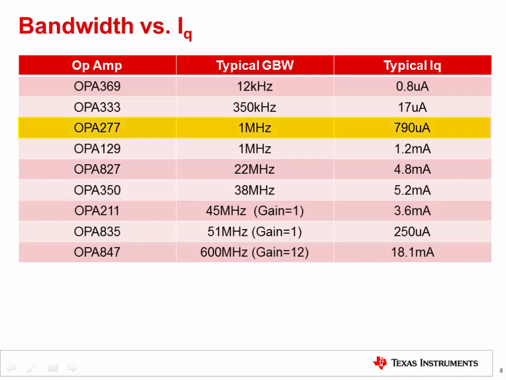It is more common for amplifiers to have bandwidth in the range of 1 MHz, like the OPA277. Some amplifiers, like the OPA350 and OPA211, have wider bandwidth to facilitate driving A to D converters and for other wide bandwidth applications. For very high speed applications, the OPA835 and OPA847 can be used. In general, the wider bandwidth op-amps require more quiescent current. However, there are some exceptions, as displayed by the OPA835.